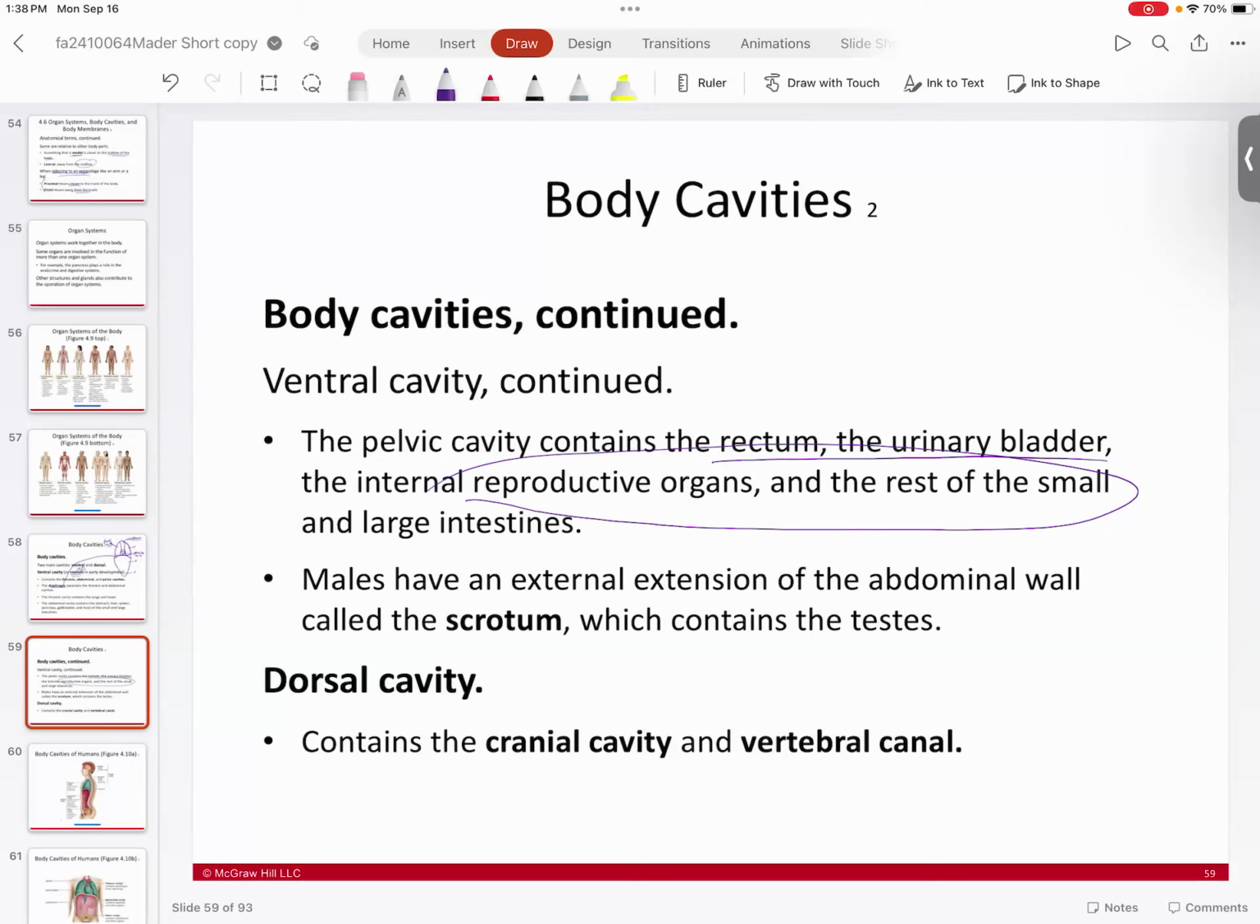Now, external to the abdominal wall in males is the scrotum, basically, which is a sac that holds the testes, which is where the sperm is produced. And so this is the one external structure that we have. The dorsal cavity is actually much, much more limited, because in the dorsal cavity, you basically have your cranial cavity. That's basically the inside of your skull, where your brain lives. And you have the vertebral canal, which is basically where your spinal cord goes through your vertebrae. Okay, so we consider those as cavities.